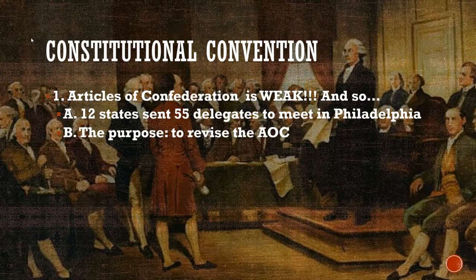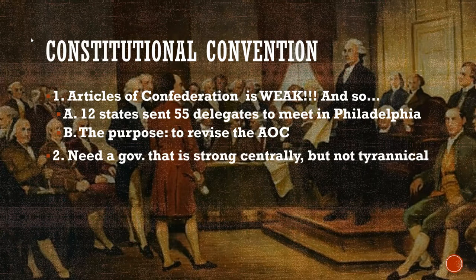So in 1787, 12 states send delegates, and think of delegates like representatives, to meet in Philadelphia. The purpose of this meeting is to revise the Articles of Confederation. We need to do something about it. So the delegates have a problem to solve.